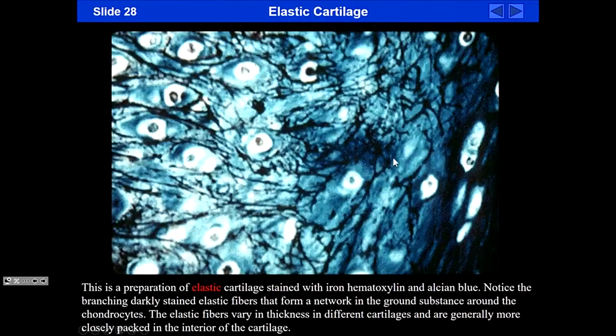Okay, elastic cartilage. Here we've stained the elastic fibers. These black fibers shown here are specifically stained for elastic fibers. Note the perichondrium. All elastic cartilage is formed from a perichondrium, so it's got to be perichondrial differentiation, appositional growth.